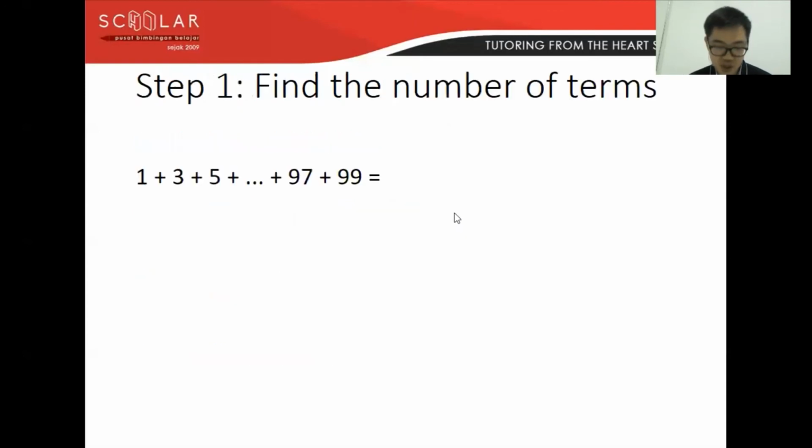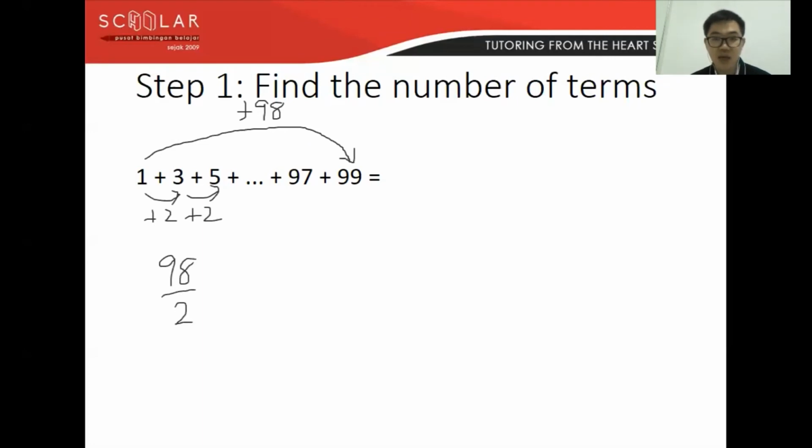Finding the number of terms. From 1 to 99, there are how many numbers altogether? First of all, we know that from 1 to 99, the difference is 98. And then if you see the increase, it is adding 2. So how many times do we need to add 2 in order to add 98 altogether? Obviously, we can use division. 98 divided by 2, and then we have to plus 1. Okay, we have to plus 1. So together you have 50 numbers. So that's the first step.